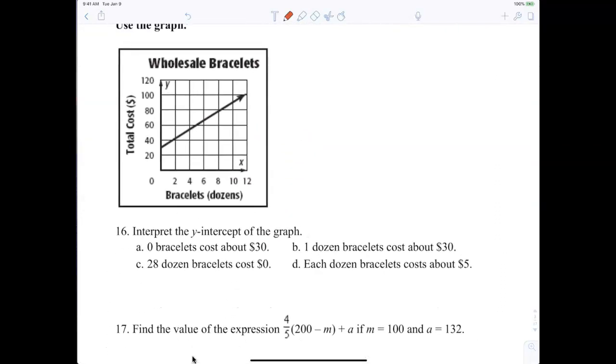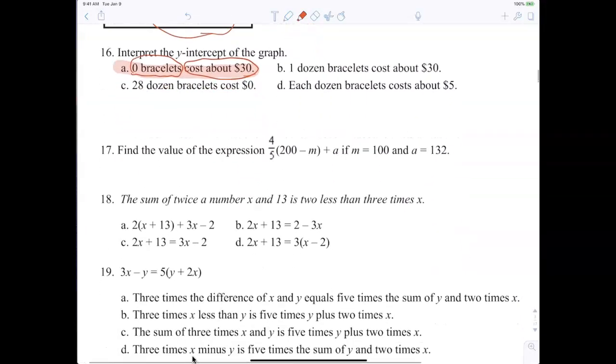Alright? Interpret the y-intercept. Well, I looked at this and said that the y-intercept looks to me like around 30. Now, remember the y-intercept is what's going on when the x value is 0. And what are the x values? The x values are the bracelets. So here we have 0 bracelets, and the cost is about $30. That's why the correct answer is A. Again, that was really important, so hopefully you pay attention to that.